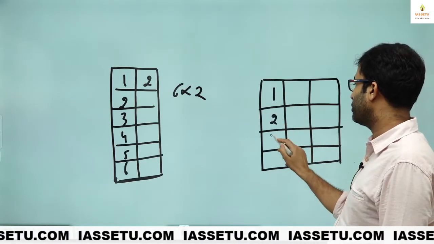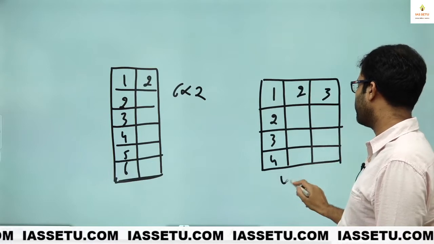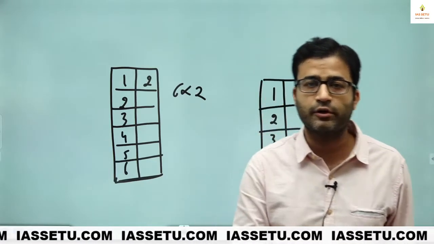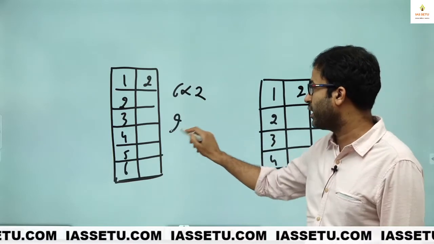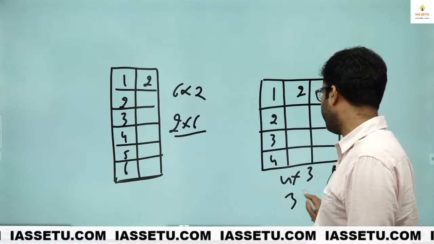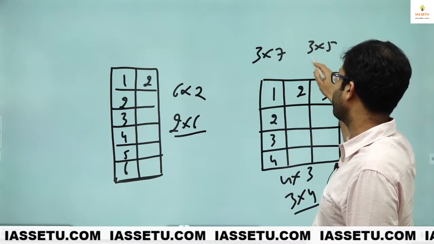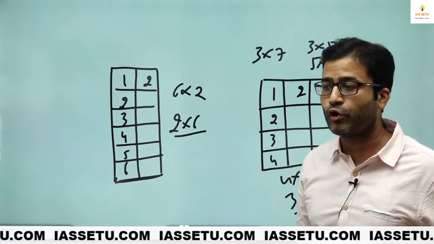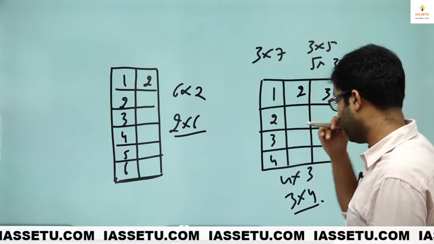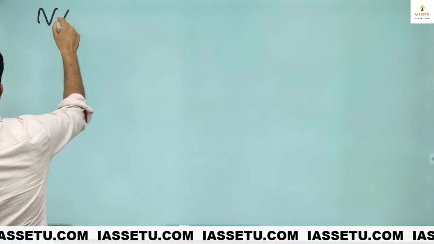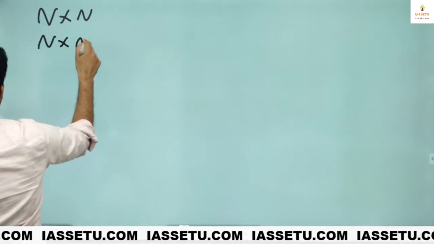So what is this? 1, 2, 3, 4. 4 by 3, or you can name it as 3 by 4. It doesn't matter. First you count column or row. Answer will be same. So you can name it as 2 by 6 also. You can name it as 3 by 4 also. Or it can be 3 by 7. It can be 3 by 5, 5 by 3. So here number of columns is not equal to number of rows. So n by m figure. But here first type is n into n. This is n into m.